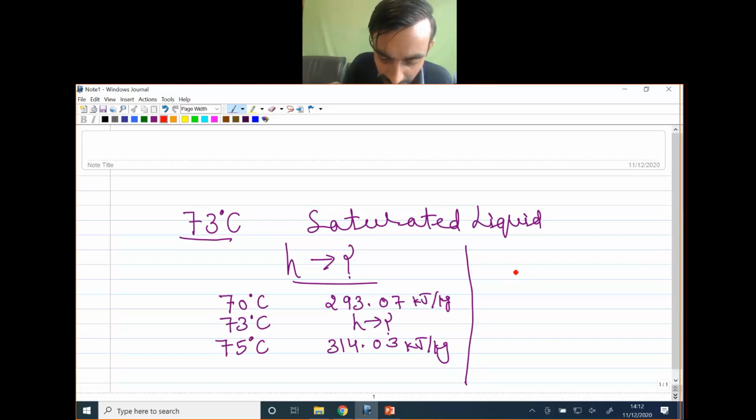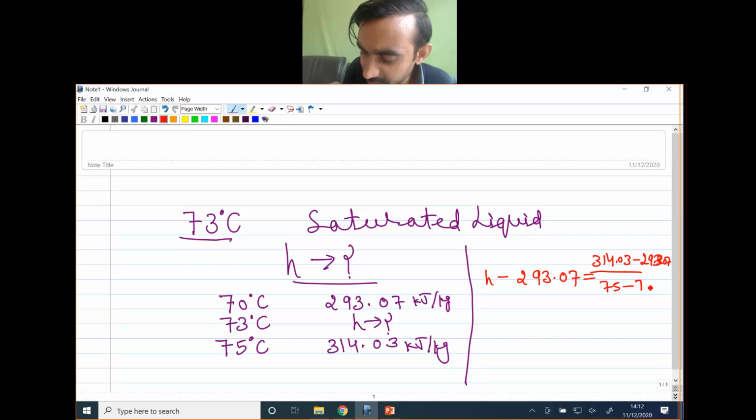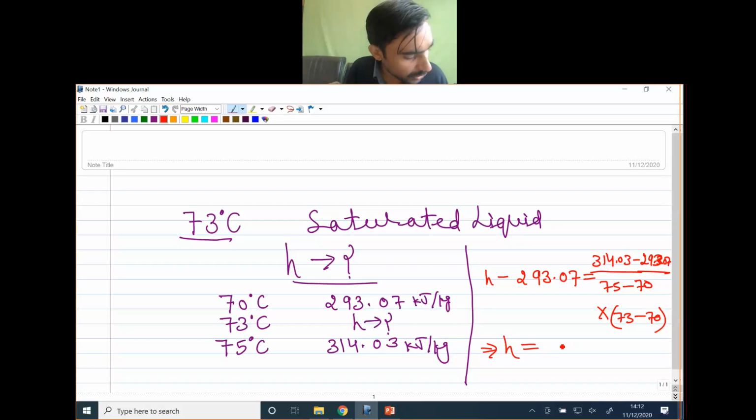Using linear interpolation, it will be H minus 293.07 equals 314.03 minus 293.07, divided by 75 minus 70, and the whole multiplied by, in brackets, 73 minus 70. If you solve this equation, ultimately you will find that H is equal to 305.646 kilojoule per kg.